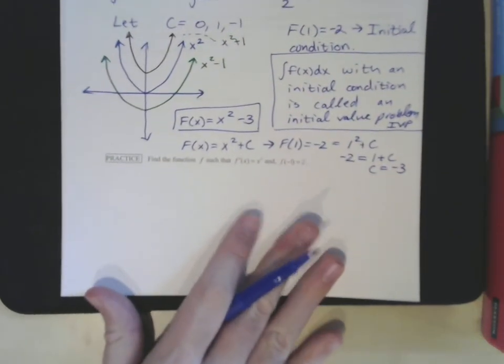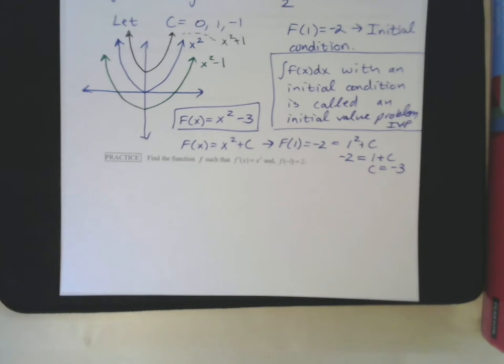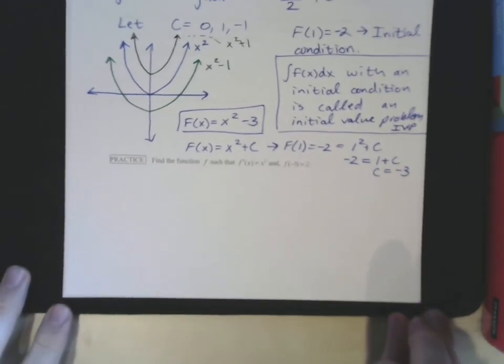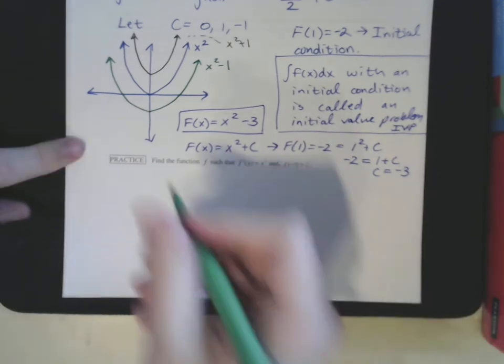So I've given you a little practice one to try here, an initial value problem of your own. Find the function f such that f prime of x equals x squared and f of -1 equals 2. Try this out. Try and figure out what the specific f I'm looking for is. Pause the video and go. And I will now go over it.